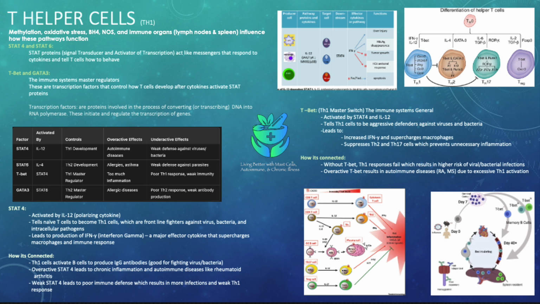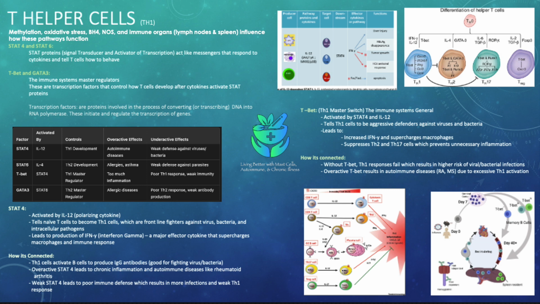And you'll see here STAT4 is activated by interleukin 12. If it's overactive, it will create autoimmune diseases. And if it's not active enough, there is weak defense against viruses and bacteria, so you'll be more susceptible. STAT6 and T-bet are activated by interleukin 4, and they drive T helper cell class 2 development as master regulators. If they're overactive, they cause allergies, asthma, and too much inflammation. If they're not active enough, there is a weak defense against parasites and a poor Th1 response, which equals poor immunity.